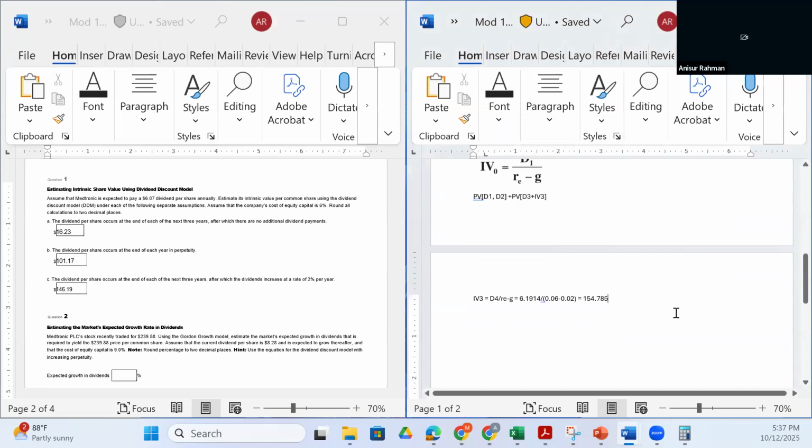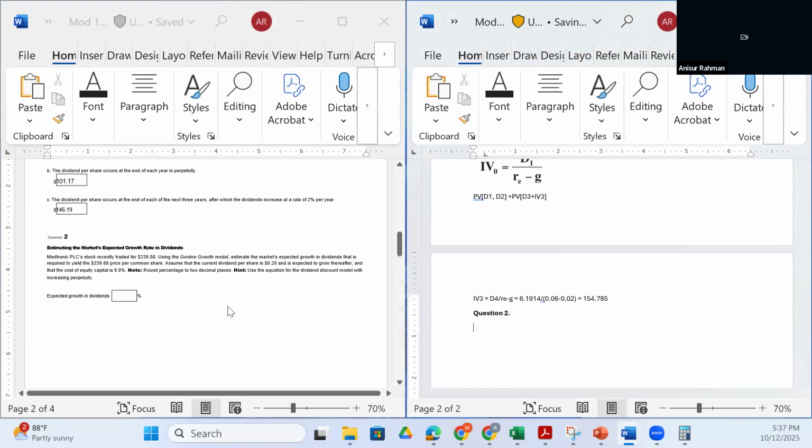Now moving to our question 2. Medtronic PLC's stock recently traded for $239.88. Using the Gordon growth model, estimate the market's expected growth in dividends that is required to yield the $239.88 price per common share. Assume that the current dividend per share is $8.28 and is expected to grow thereafter, and the cost of equity capital is 9%.